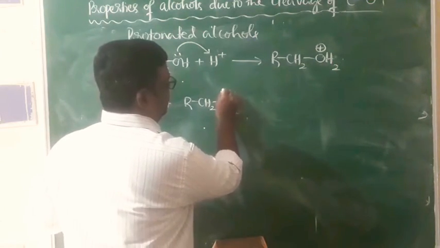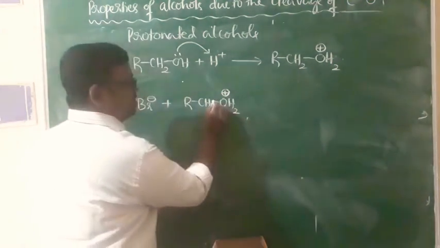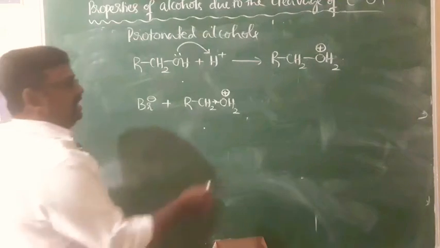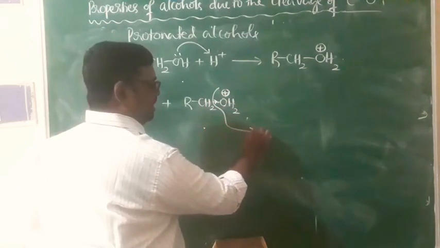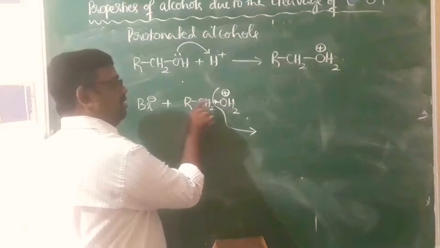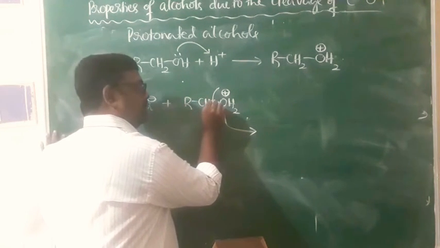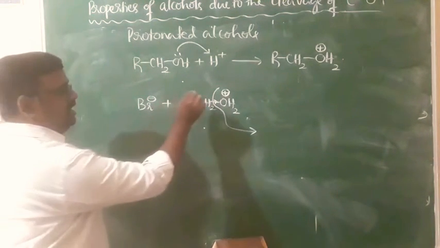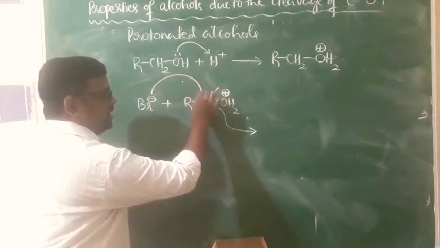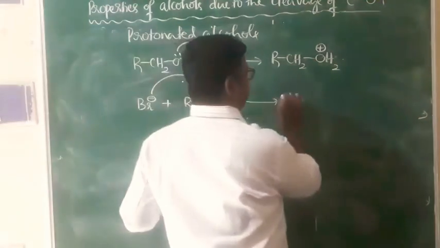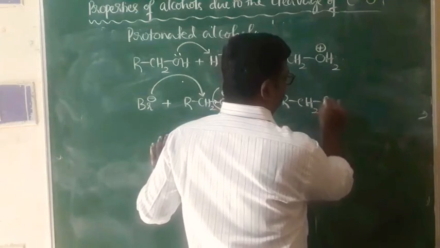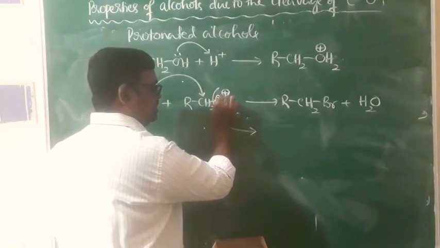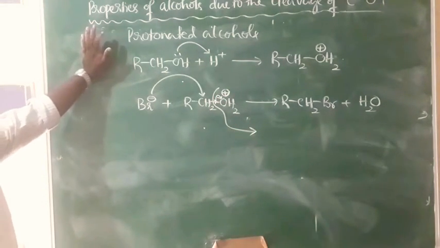Now, due to the presence of this positive charge, electron density will be moving towards OH2+, and then this will be taken out in the form of H2O. All the electron density will be moving towards oxygen, because oxygen is highly electronegative with positive charge. Again, carbon gets positive charge and it will be attacked by Br-. Then you are going to get R-CH2-Br plus H2O, and of course sigma electrons are going to neutralize the positive charge of the oxygen.